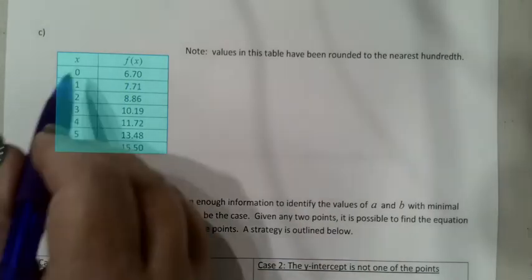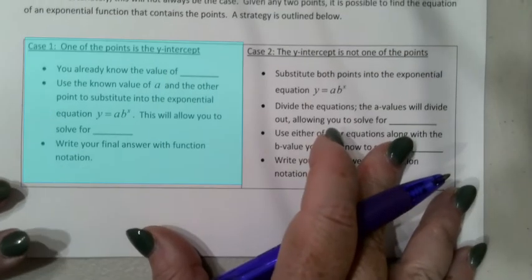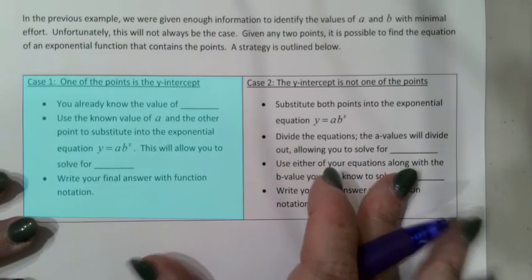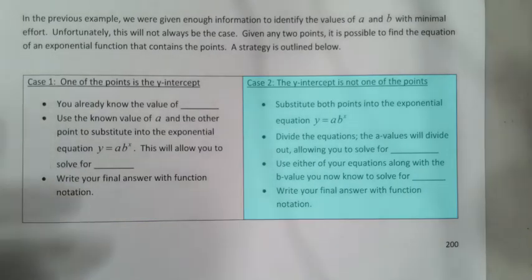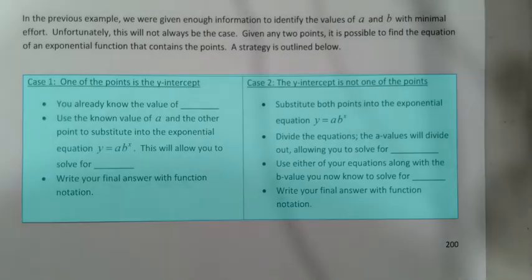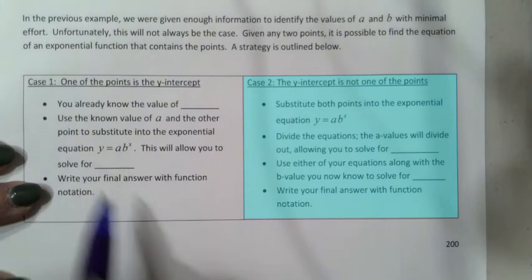But what if we don't have a set of x values that go up by 1 real nicely like we've had so far? In actual fact, given any 2 points, not necessarily with consecutive x values, it's possible to find an exponential function that goes through both points. Okay? So, given 2 points, how do we find that? Here's a couple of strategies.